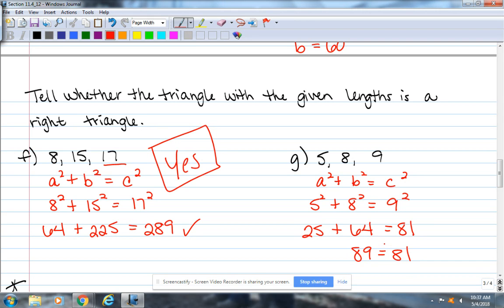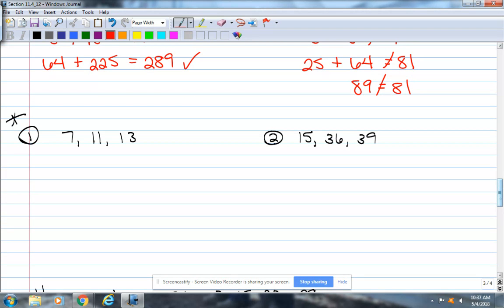So I like to go back and slash my equal signs because I don't like to leave untrue things on my paper. So no, this one is not a right triangle. I don't want bad math on my paper. All right, so any questions about those? It's technically incorrect if you say 89 equals 81 and it's not. I'll try not to look at it because it'll hurt my eyes and make me cry.